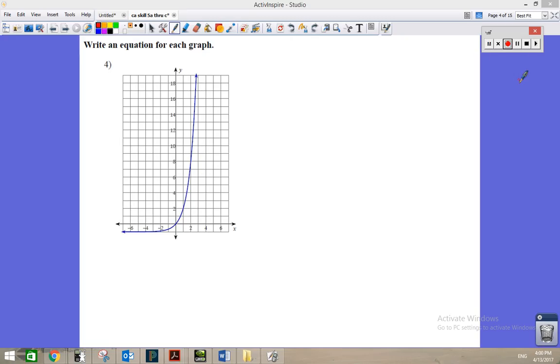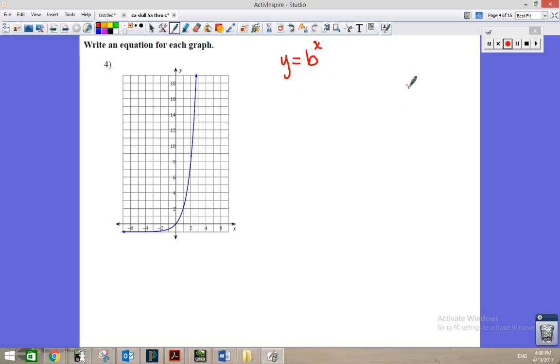Let's take a look at this problem number 4. It looks like they've given us the graph of an exponential function, and they're asking us to come up with the equation. So if there's no transformation left, right, up, down, no reflection, then I know that the form of this exponential function is some base b raised to some exponent.